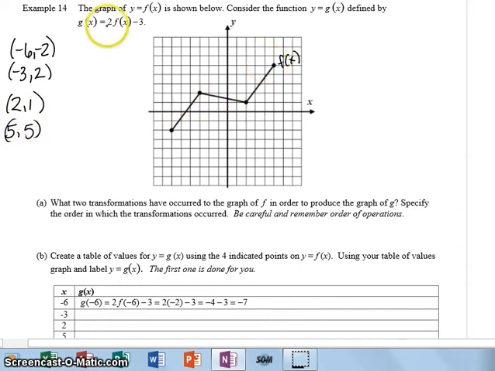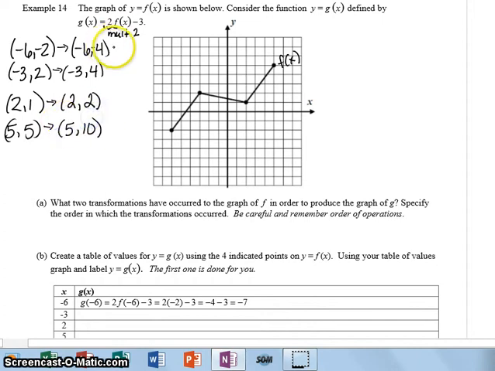Now remember, this means I'm going to multiply my y values by 2. So when I multiply my y values by 2, I'm going to end up with (-2, -12), (-2, -6), (2, 2), and (5, 10). But then, because of this, I have to subtract 3 because I'm moving down. So I'm going to subtract 3 from all my y's.